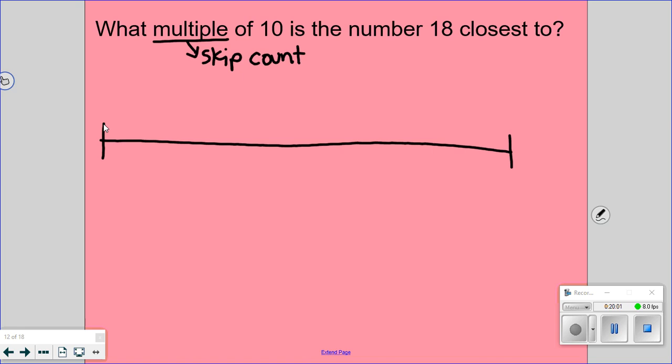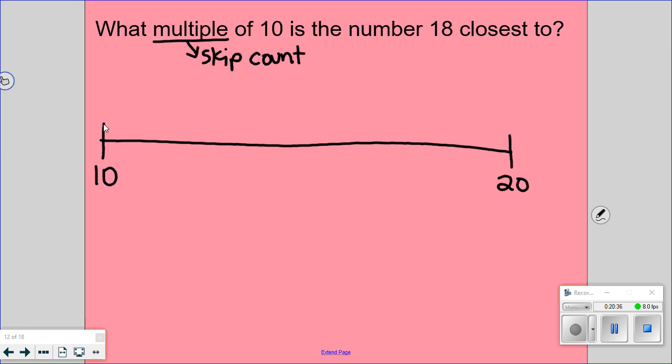Would 18 fall in between 0 and 10? This is just like Zoom. What two numbers am I going to put it in between? Would it go in between 0 and 10? No. Would it go in between 10 and 20? Yes. 18 goes in between 10 and 20. So I'm going to put my 10 here, and then my 20 here. Just like on Zoom, I'm now looking at the numbers 10 and 20.